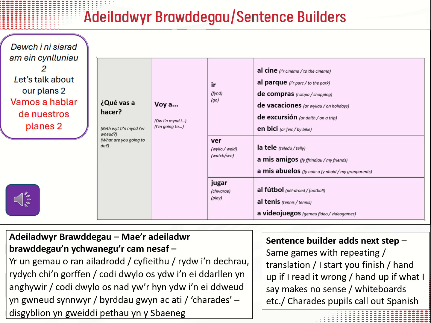First hand up to tell me, or you could split the class in half, and first hand up to tell me where I said the mistake gets a point for their team. They could write it on their whiteboards. I could make a mistake in my translation as well. I could say something like, I'm going to see my grandparents, and then I will say, voy a ver a mis amigos. Which word have I said wrong?